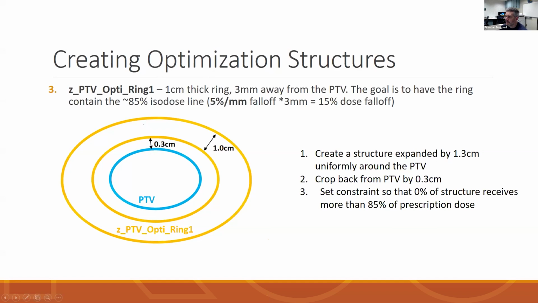Like we said before, it's reasonable to achieve approximately 5% per millimeter fall off isotropically around the PTV. So if we multiply 5% per millimeter times 3mm, which is how far away the ring is, that should be a 15% dose fall off. That's why when we're creating this structure and using it in our optimization, we'll typically set the constraint so that 0% of this structure receives more than 85% of the prescription dose. And on the right here, I give you a quick step-by-step way of creating this structure reliably. Start by expanding off of your PTV 1.3 cm uniformly, and then crop it back from the PTV by 3mm, and this ring should be easily created.